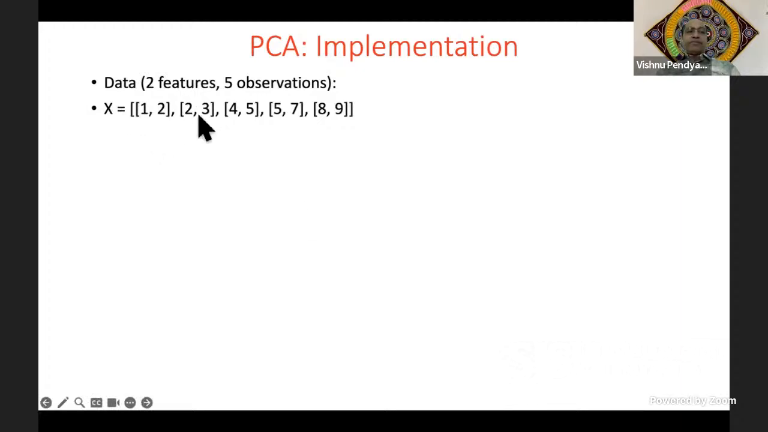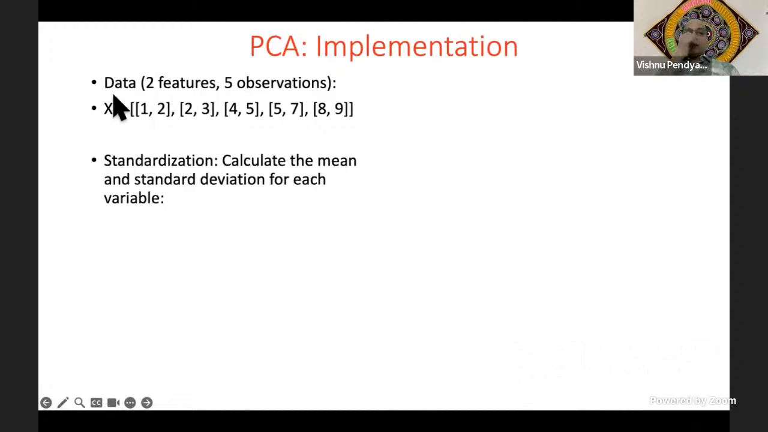For space, I just write the table like this, but you understand, right? The columns are the features, and each vector is basically an observation.